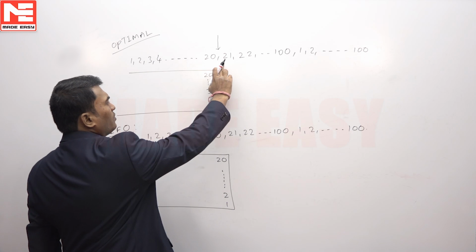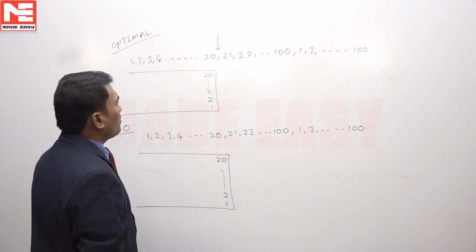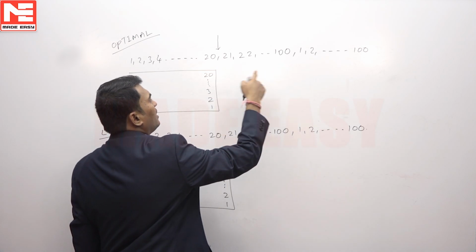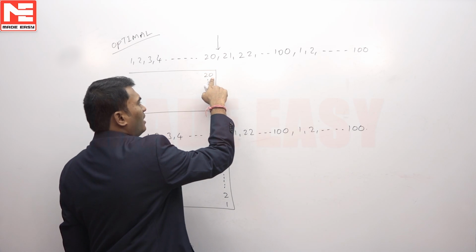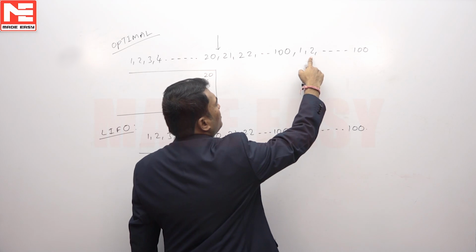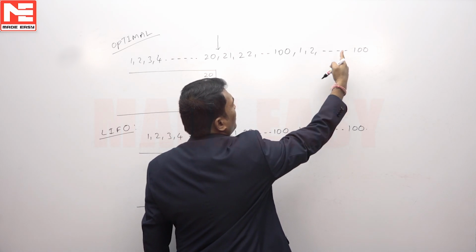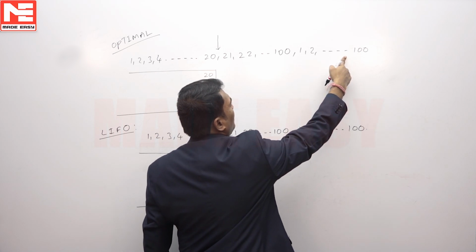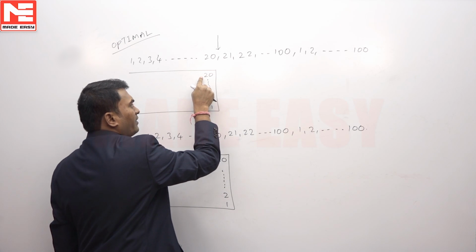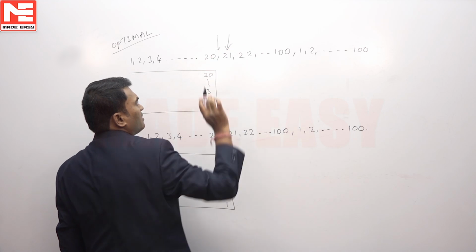Now next, when 21 comes, what happens? Which one do you replace now? When 21 comes, the page not used for the longest duration of time is 20. Now in the memory you have 1, 2, 3 till 20. Now when 21 comes, 21 is a page fault.